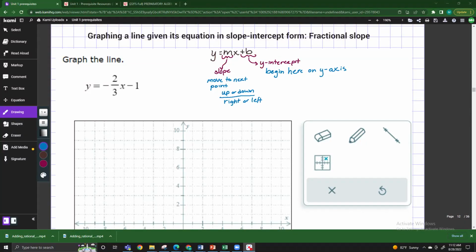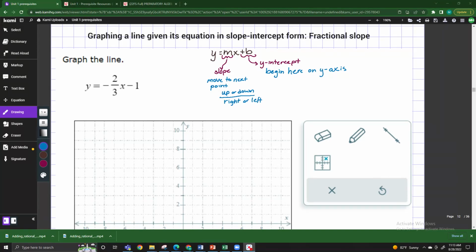All right, graphing a line given its equation in slope-intercept form with a fractional slope. So slope-intercept form is y equals mx plus b, where m is your slope and b, whether it's a plus b or a minus b, is your y-intercept.